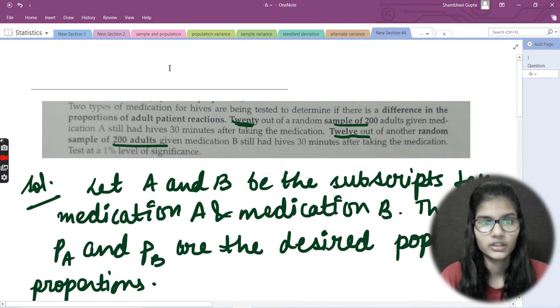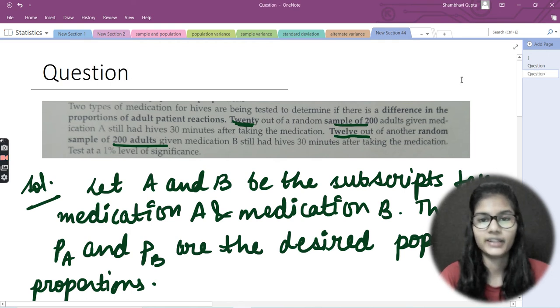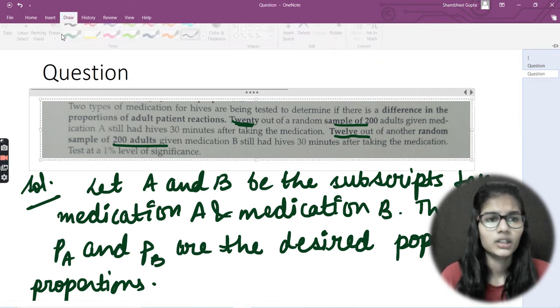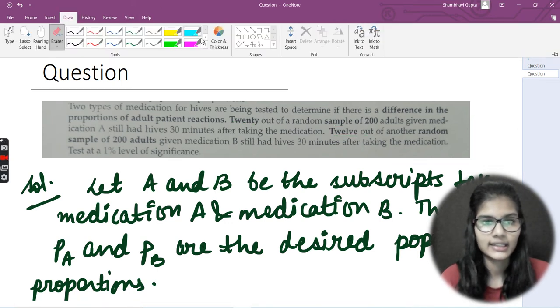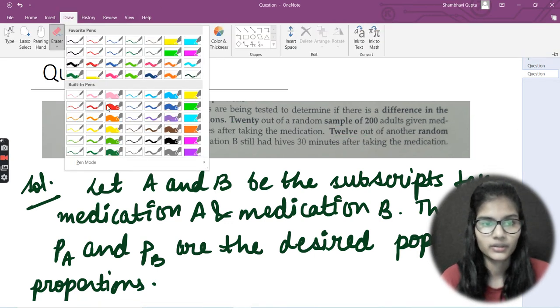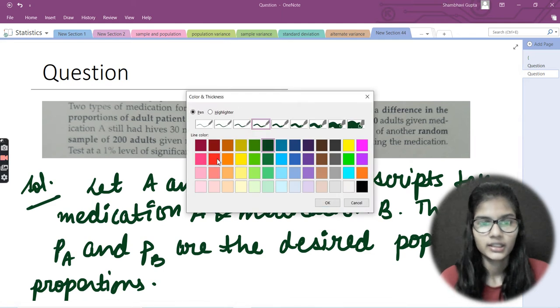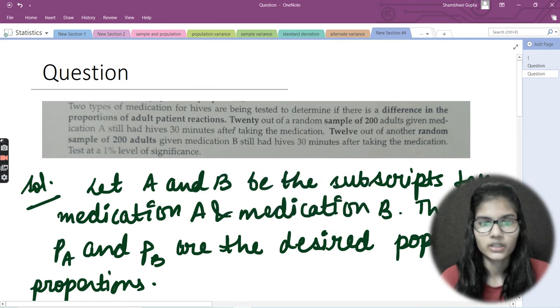Let me first of all put down the title of this question. Fine. So, what we'll be doing is reading this question once again and then proceeding with the answer for it. And I will change the color as well.